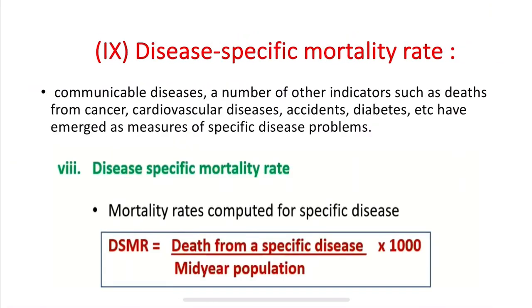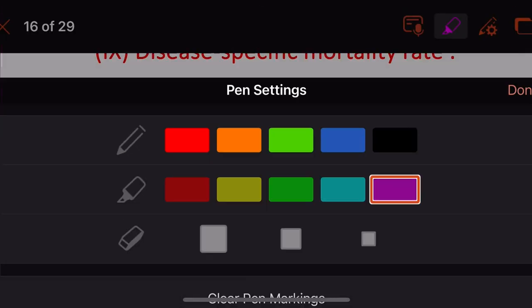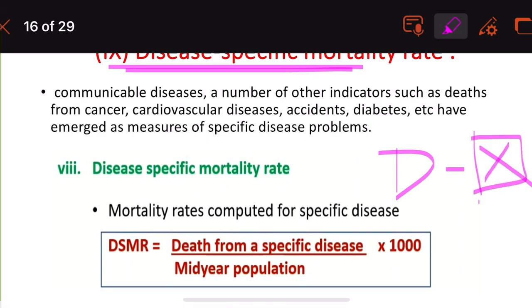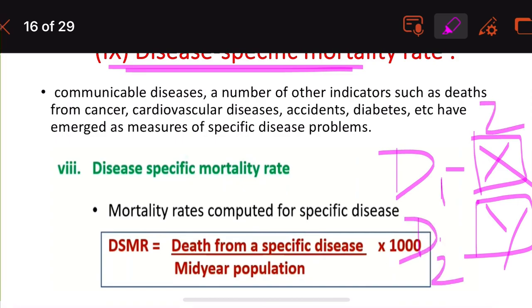So clear guys. Now we move on to the disease specific mortality rate. Disease specific. So I explained about this one particular disease specific, the number of deaths which are occurring because of this disease. The disease 1, the number of deaths is 2. Disease 2, the number of deaths are 80. So we see the disease specific death rate.